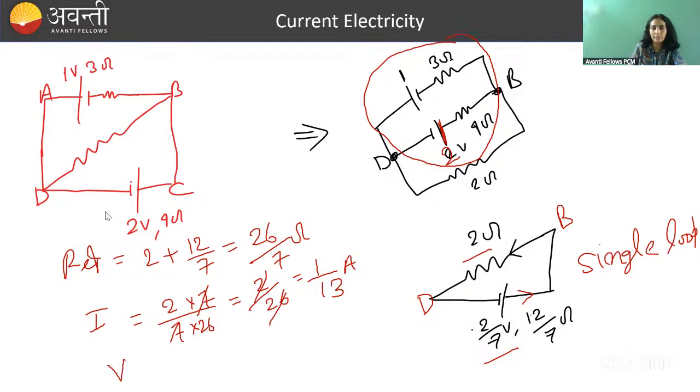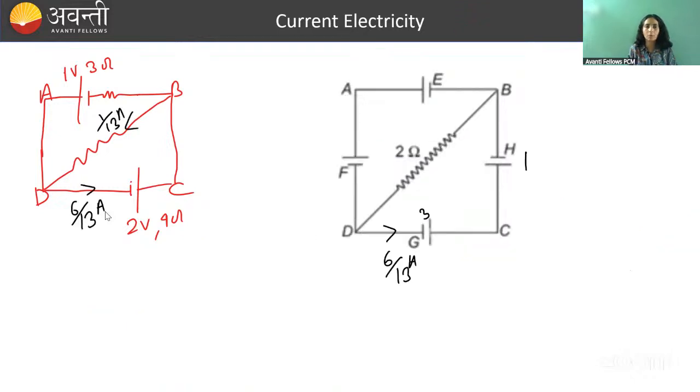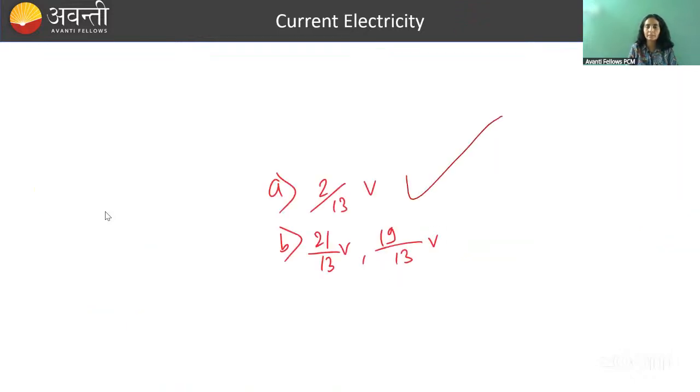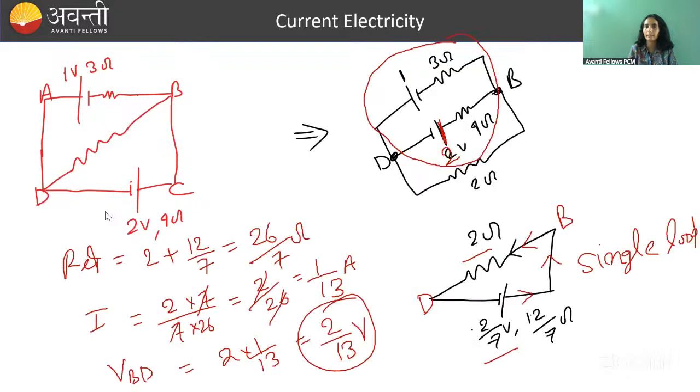So potential difference across B and D is what? This same current will go through 2 ohm. Done it? So potential difference 2 into 1 by 13, that is 2 by 13 volt. So first का आंसर हमारा क्या होगा? Let's check the answer. Yes. First का आंसर होगा तुम्हारा 2 by 13 volt.